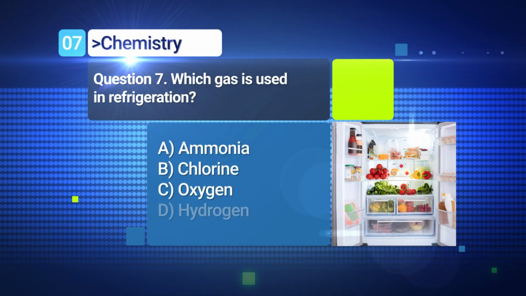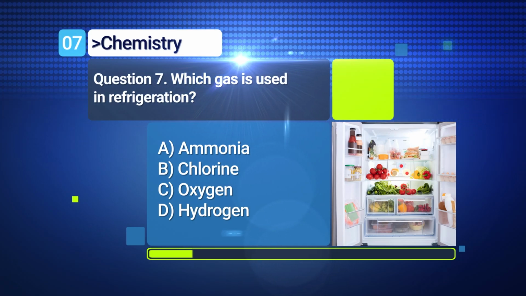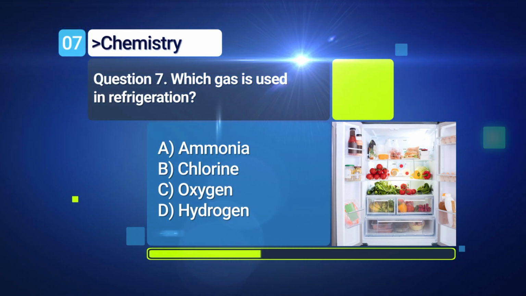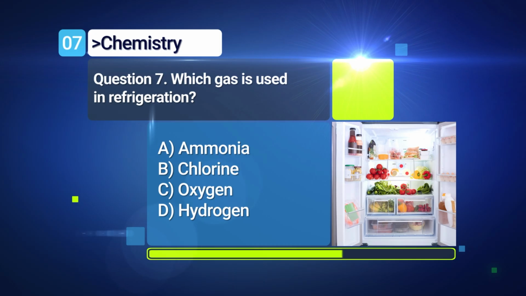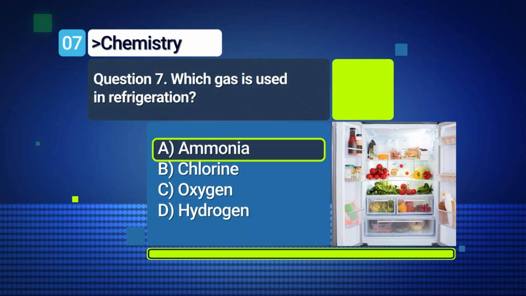Question 7. Which gas is used in refrigeration? A. Ammonia. B. Chlorine. C. Oxygen. D. Hydrogen. Answer: A.